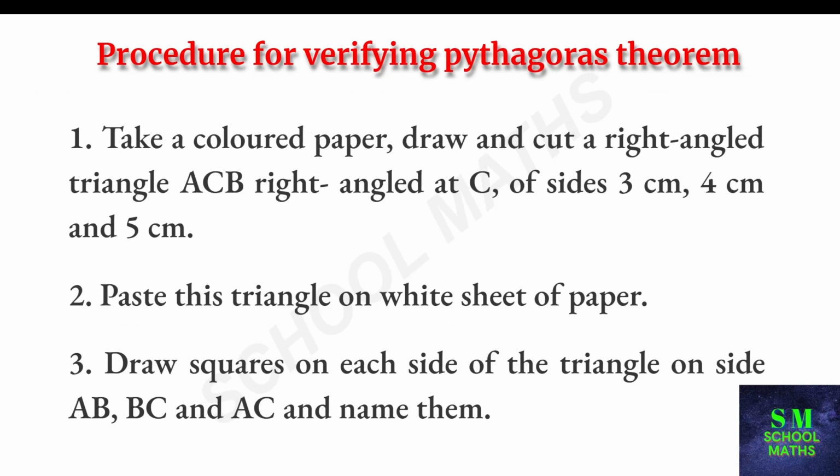The procedure for verifying Pythagoras theorem is: first step is to take a colored paper, draw and cut a right angle triangle ACB, right angled at C, of sides 3 cm, 4 cm and 5 cm. Second step is to paste this triangle on a white sheet of paper. Draw squares on each side of the triangle, on sides AB, BC and AC, and name them.